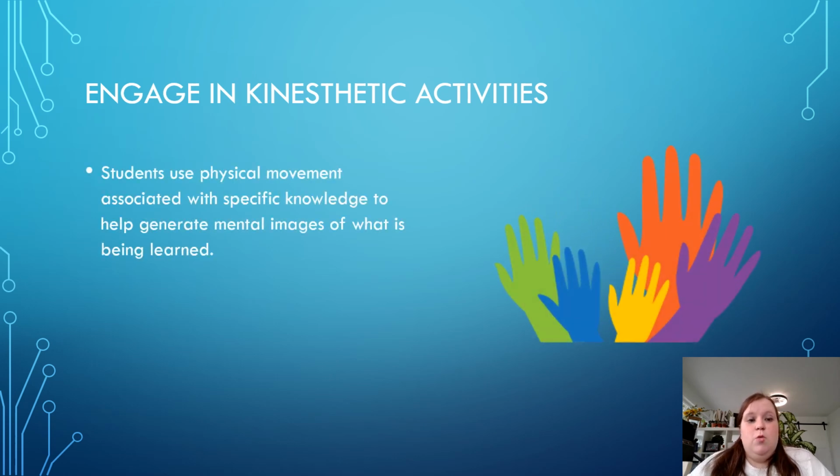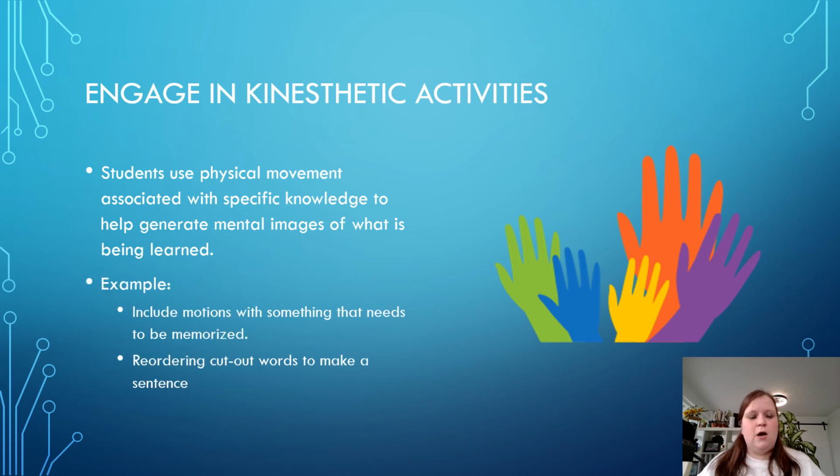Students use physical movement associated with specific knowledge to help generate mental images for what is being learned. So using hands-on activities and motions helps them remember by creating mental images to help with what they are trying to do. Now, examples would include using motions with something that needs to be memorized.